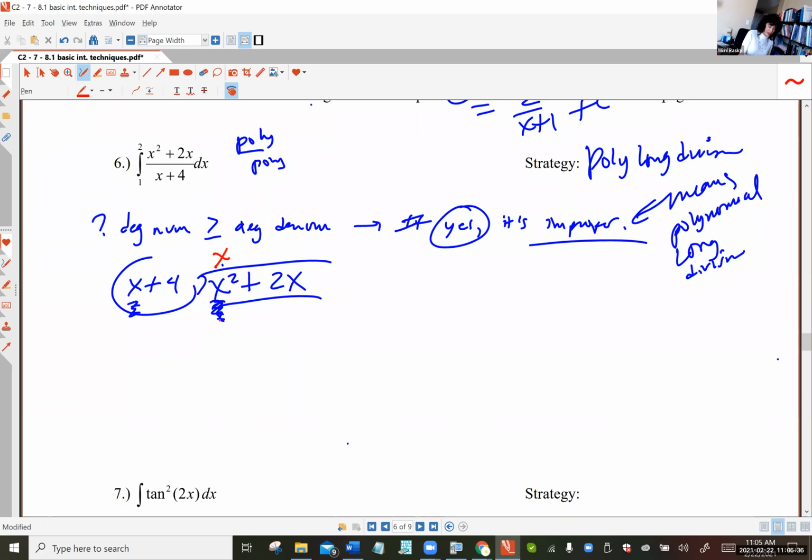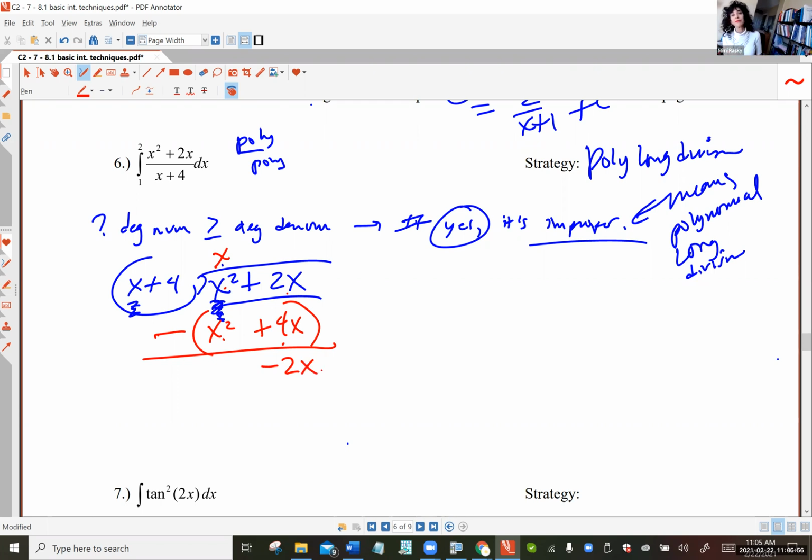So x times x is x squared, x times 4 is 4x, and then you're going to subtract. And don't forget to distribute that negative. So x squared minus x squared is 0. I won't bother writing anything down. 2x minus the 4x is negative 2x.